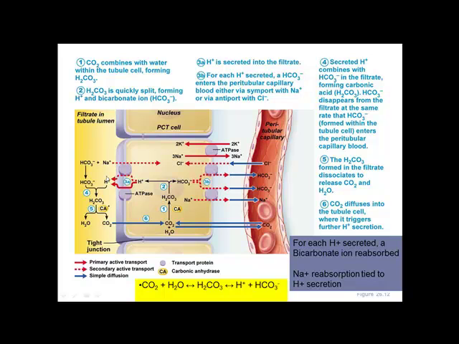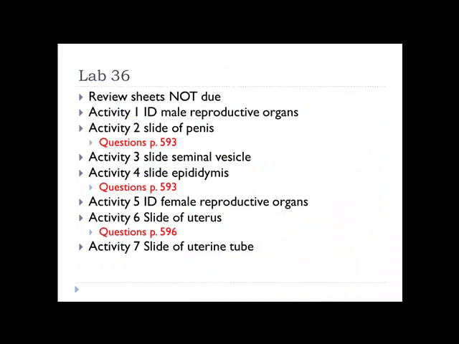H plus goes into the filtrate lumen, so it's secreted. It's going to combine with HCO3, we form carbonic acid again, and it dissociates into water and carbon dioxide. Carbon dioxide comes back into the tubule, and it can either go across into the blood, or it can combine with excess water, become carbonic acid, send bicarbonate to the blood and H plus to the kidneys, and start all over again. For each H plus that is secreted, we reabsorb a bicarbonate, so it's a twofold effect there. That's it.